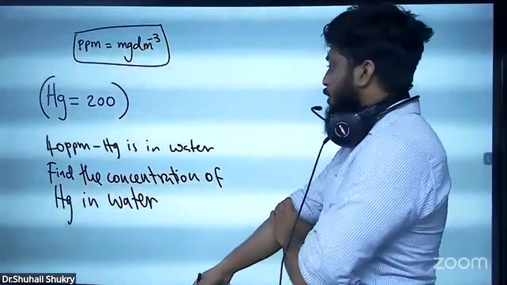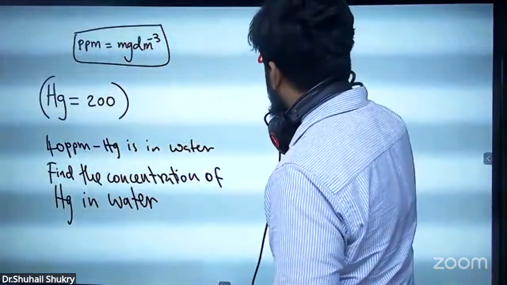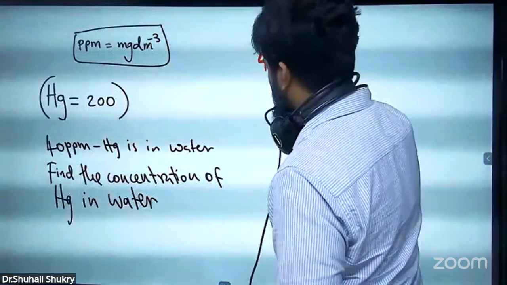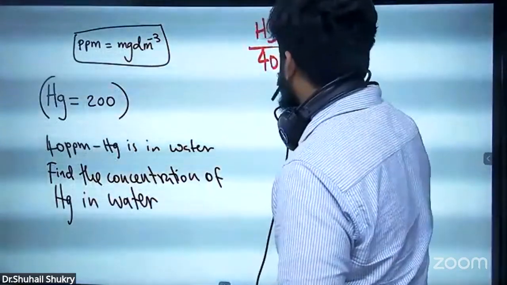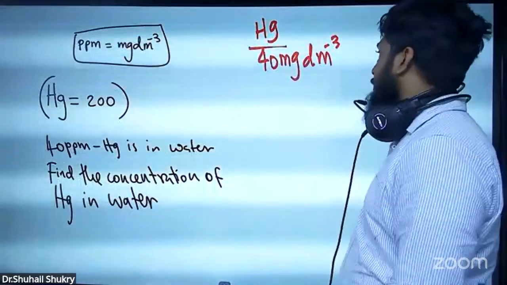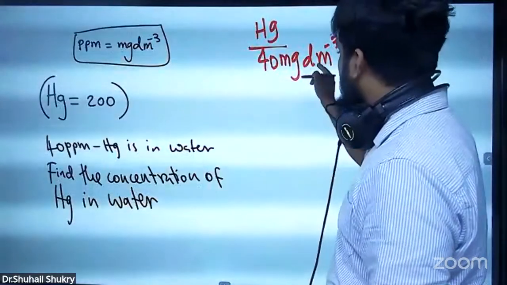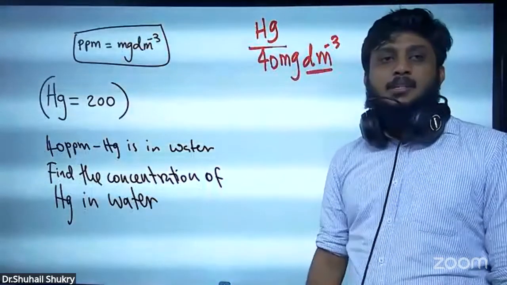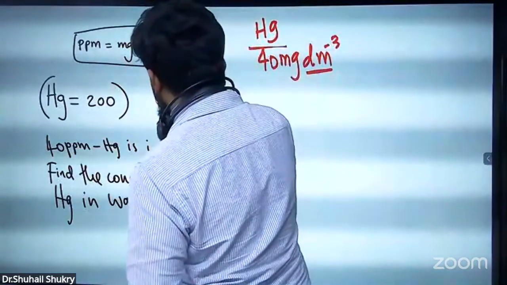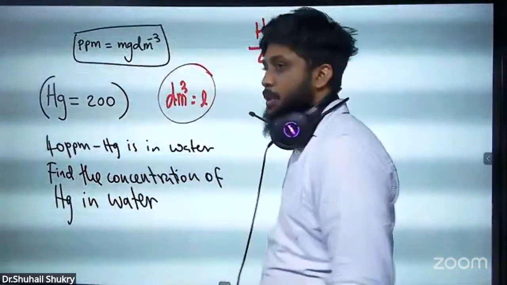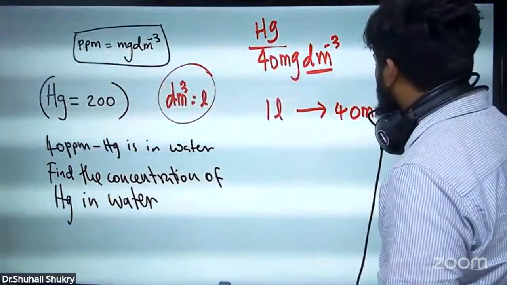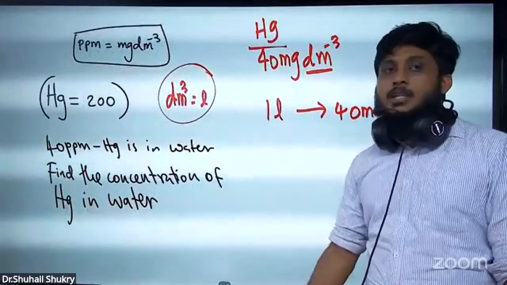First of all, you have this 40 ppm. What does it mean, guys? 40 milligram per decimeter cubed. How much Hg is there in water? 40 milligram per decimeter cubed. What does it mean actually? Decimeter cubed is equal to what unit? Liter. Decimeter cubed and liter are both the same. So the meaning of this is, in 1 liter, 40 milligrams of Hg is available.